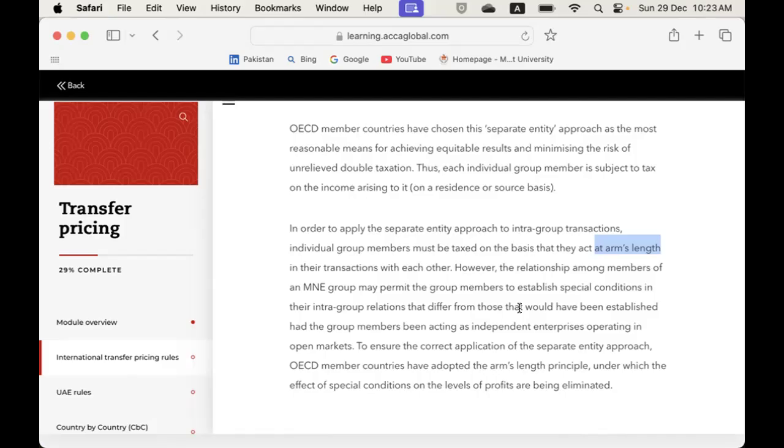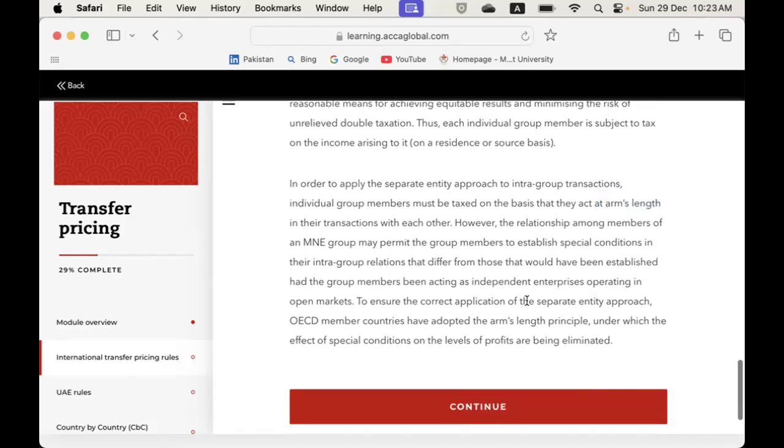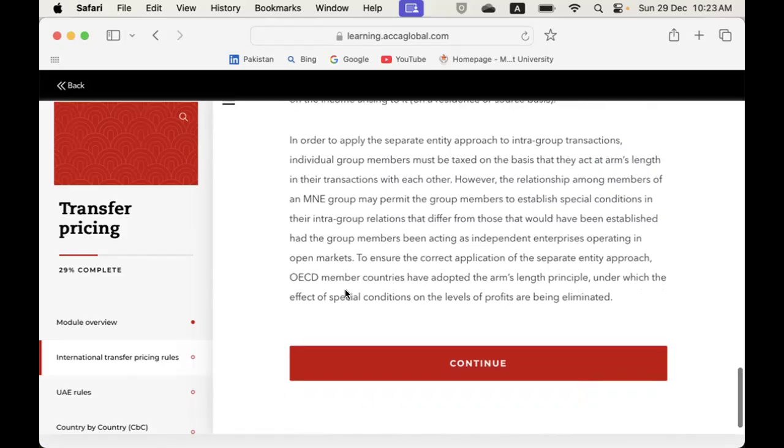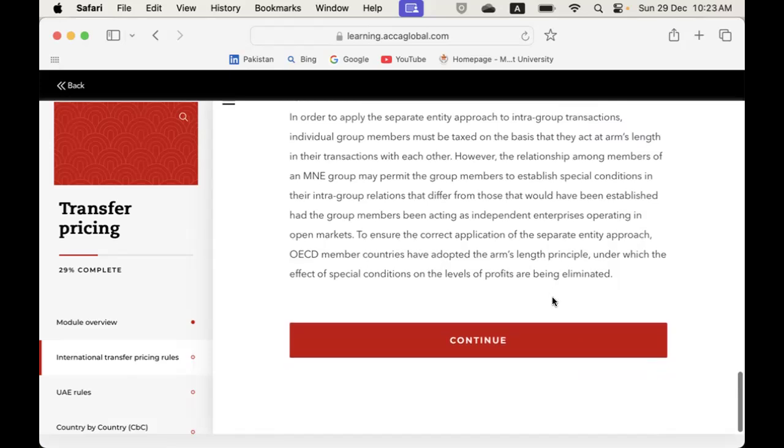Okay. So anyway, the relationship among members of the MNE group may permit the group members to establish special conditions in their intra-group relationship that differ from those that would have been established had the member companies acted as independent enterprises. This is exactly what happens. So they can establish a different type of relationship which may not reflect open market conditions. To ensure correct application of the separate entity approach, OECD member countries have adopted the arm's length principle.